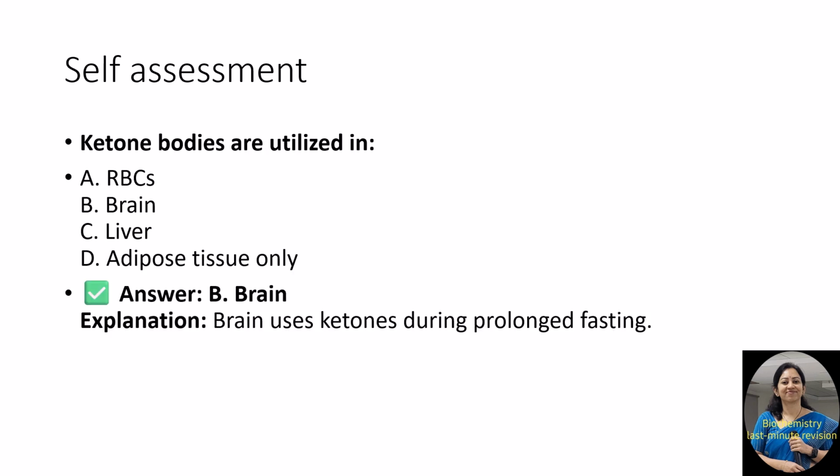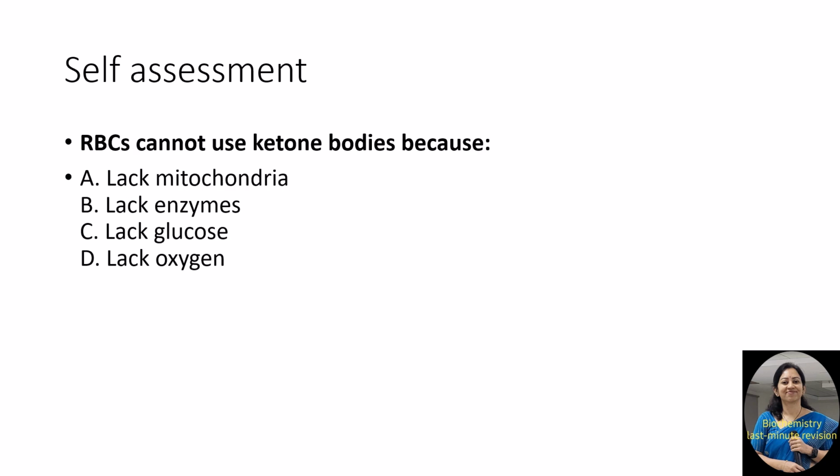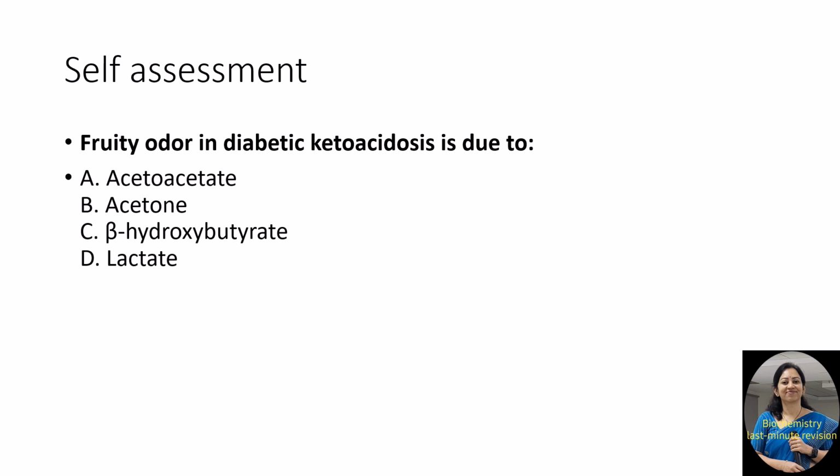Ketone bodies are utilized in the brain. The brain utilizes ketone bodies during prolonged fasting, mainly as a secondary source of energy when glucose is not available. RBCs cannot utilize ketone bodies because they lack mitochondria, and as you all know, ketogenesis mainly occurs at mitochondrial sites. The fruity odor in diabetic ketoacidosis is due to acetone, which gets excreted through the breath of the patient, imparting a fruity odor.